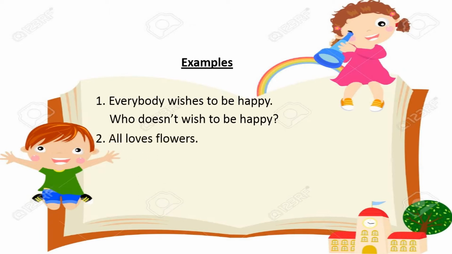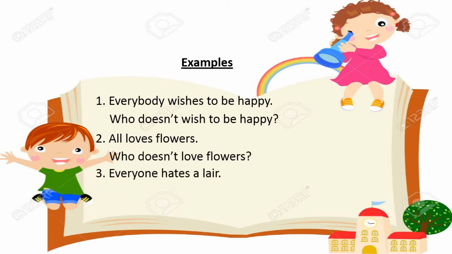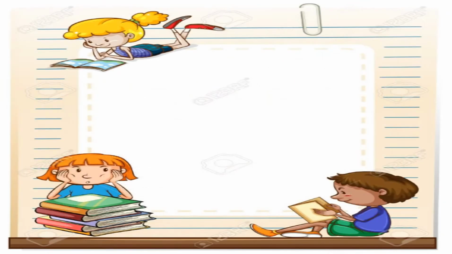All love flowers. From the structure we know: who doesn't love flowers? Because this sentence is present indefinite tense. Next one, everyone hates a liar. This is a similar rule. Who doesn't hate a liar? This is very easy. So go for the next rule.